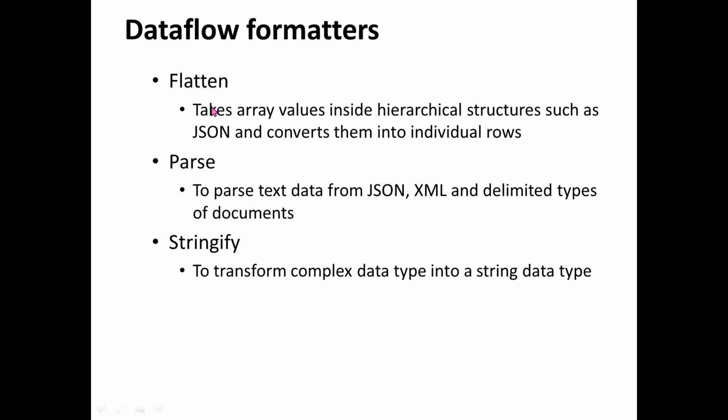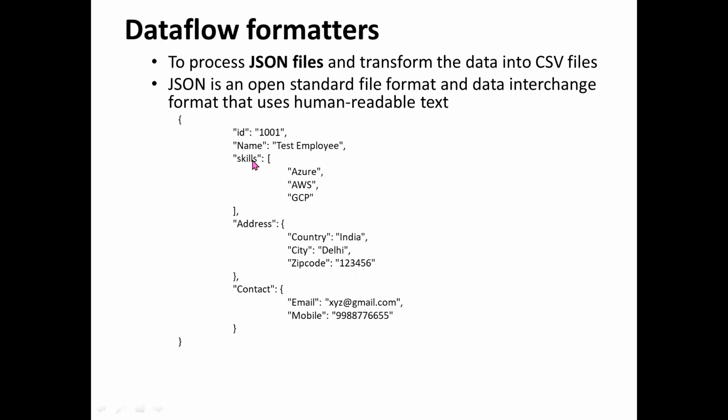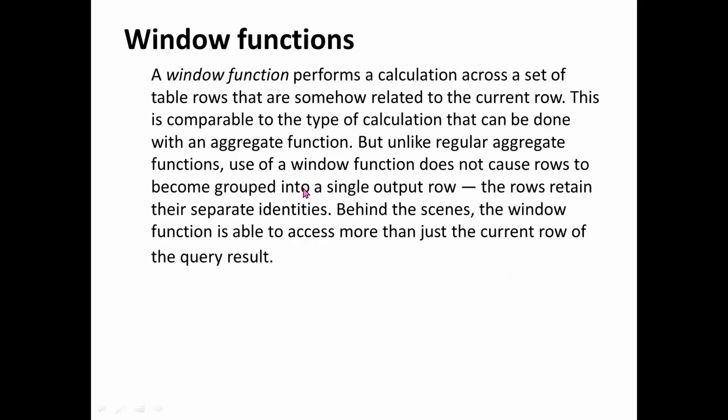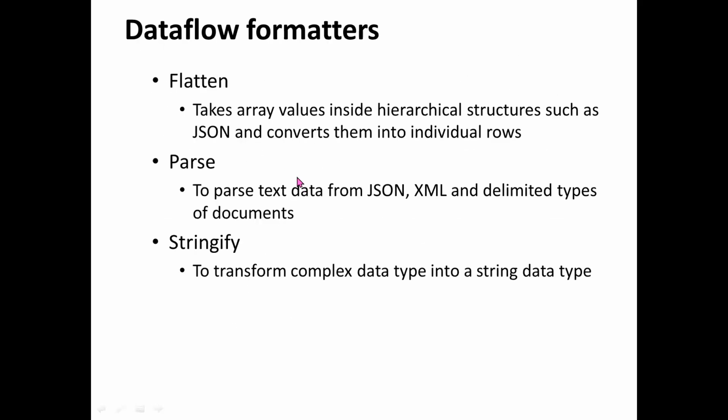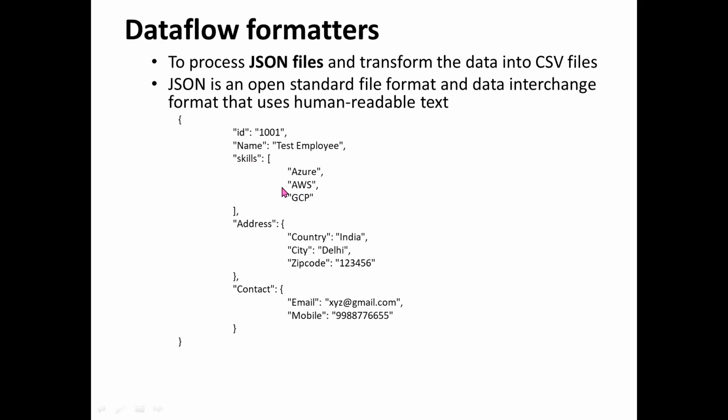So what are the different formatters available? Flatten. Flatten basically takes the array values inside a hierarchical structure, such as JSON, and converts them into individual rows. For example, skills is an array where we have multiple values: Azure, AWS, and GCP. What flatten does is take this array of values and convert them into multiple columns. For example, Azure is skill one, AWS is skill two, and GCP is skill three.